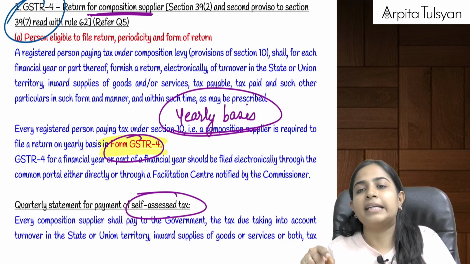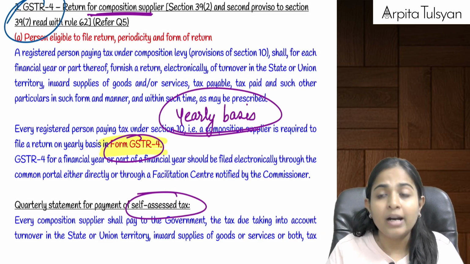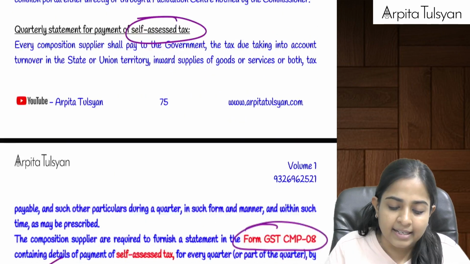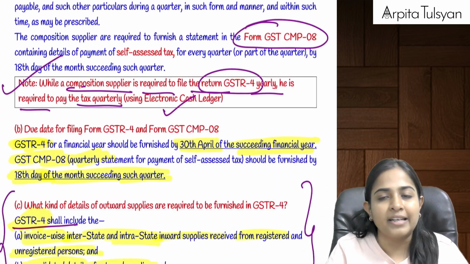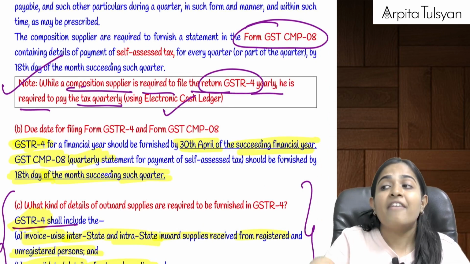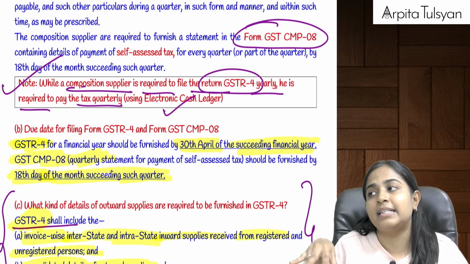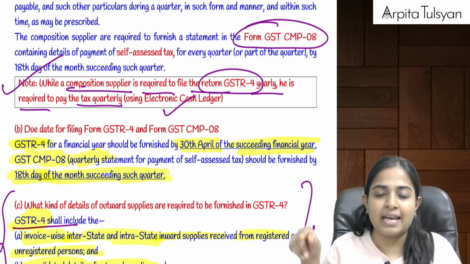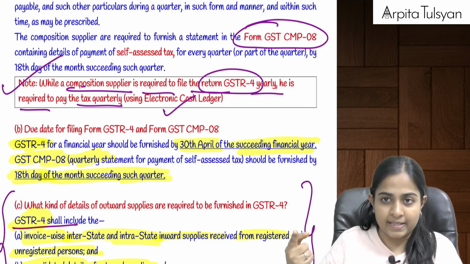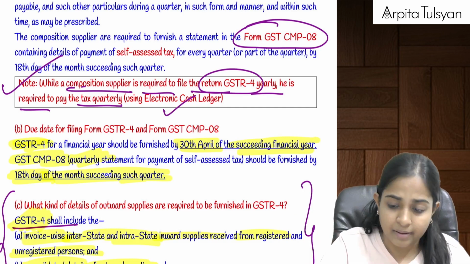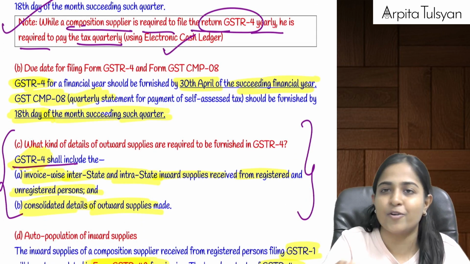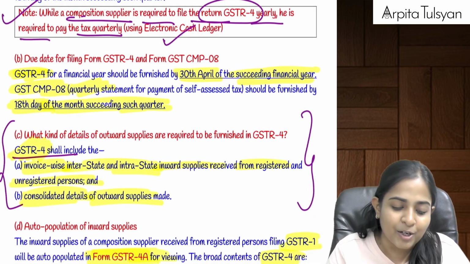That is by 30th April after the year gets over. But the payment, the self-assessment payment, is required to be done by them on a quarterly basis. While doing the payment on a quarterly basis, they are required to file form GST CMP 08 quarterly, and they are required to do the payment by way of electronic cash ledger because anyway credit is not available to them.